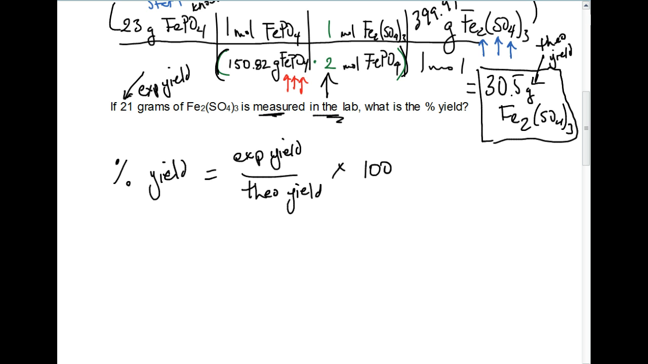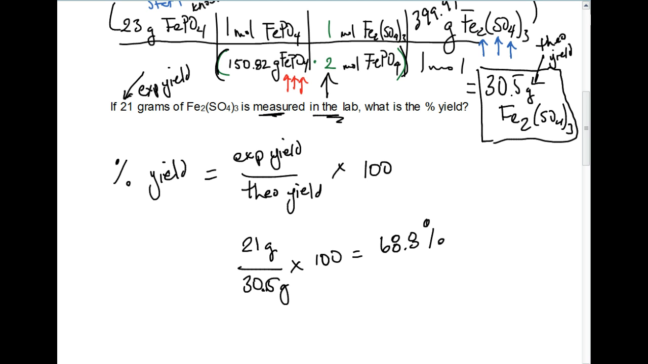And so experimental is going to be 21 grams divided by 30.5 grams, which was our theoretical yield calculated from stoichiometry. We multiply this guy by 100, and we get an answer. And so I'm getting an answer of about 68.8%. Okay, that's not too bad.